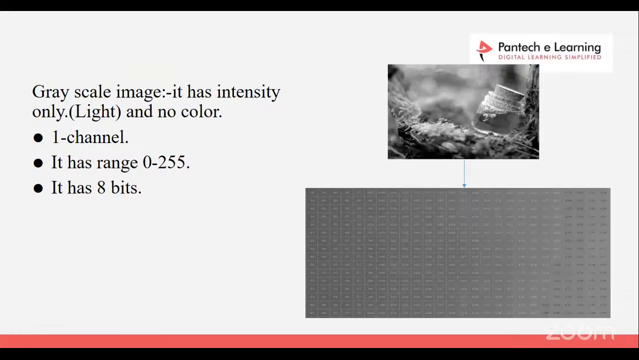If you convert RGB to gray, each pixel has only one value. But if we have RGB images, each pixel has 3 values. One channel is 0 to 255, which is 8 bits only. But in RGB, red color is 8 bits, green color 8 bits, and blue color 8 bits. Total 24 bits.